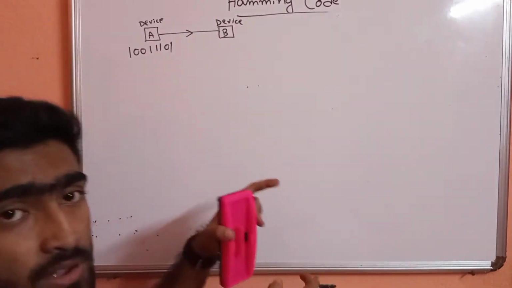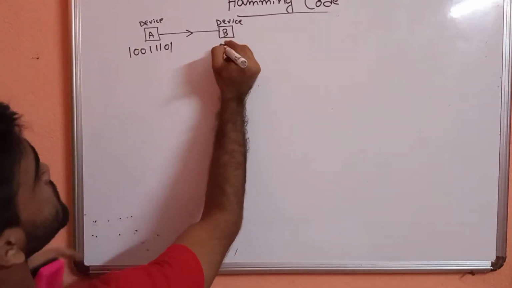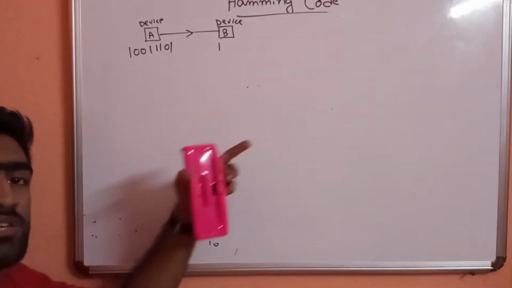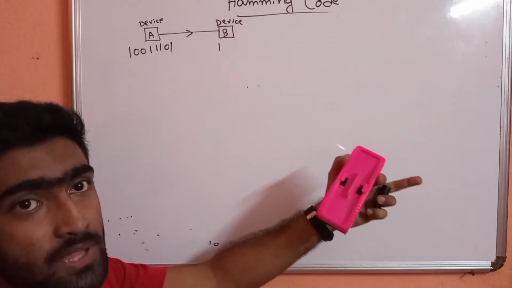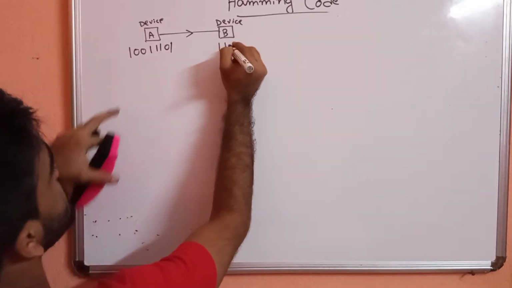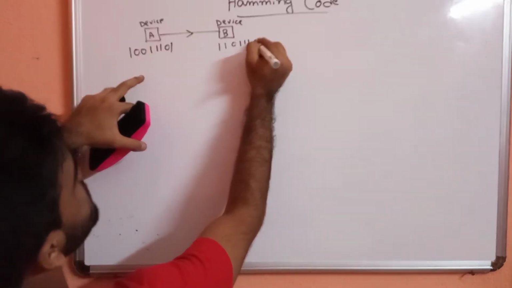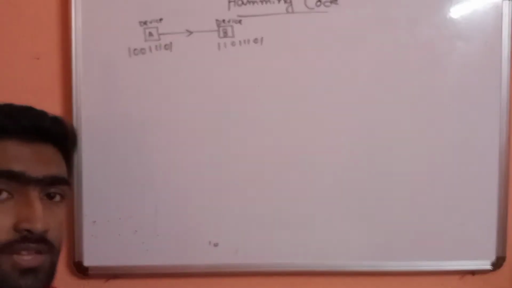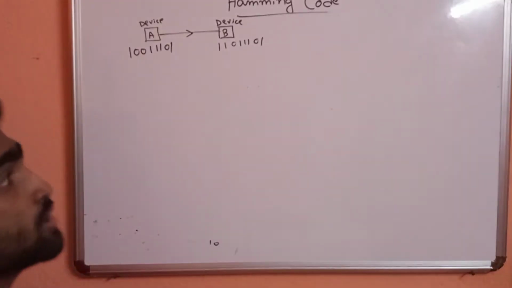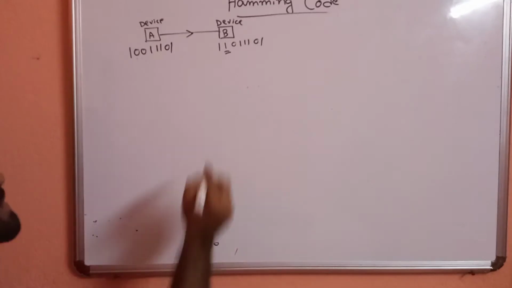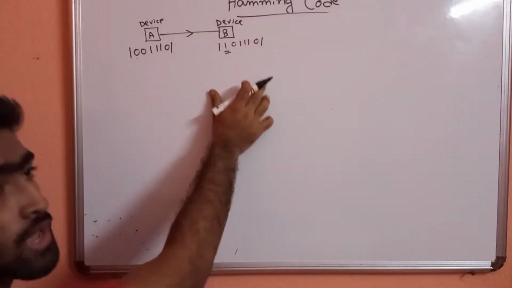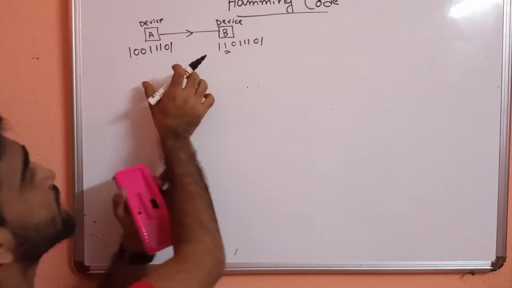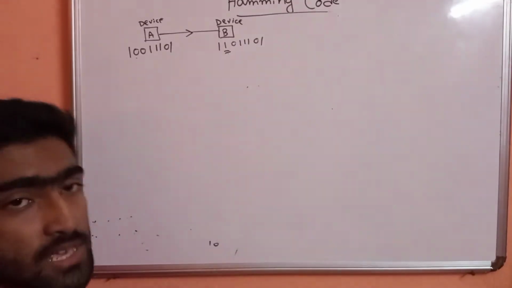In the path of transferring, suppose a transmission impairment occurred. That is, an impurity gets added by chance, unknowingly. 0 1 1 1 0 1. Can you notice where the impurity was added? In this bit. See, here it was 0. Here it is 1 now. That means impurity got added and an error occurred while transferring data from A to B.